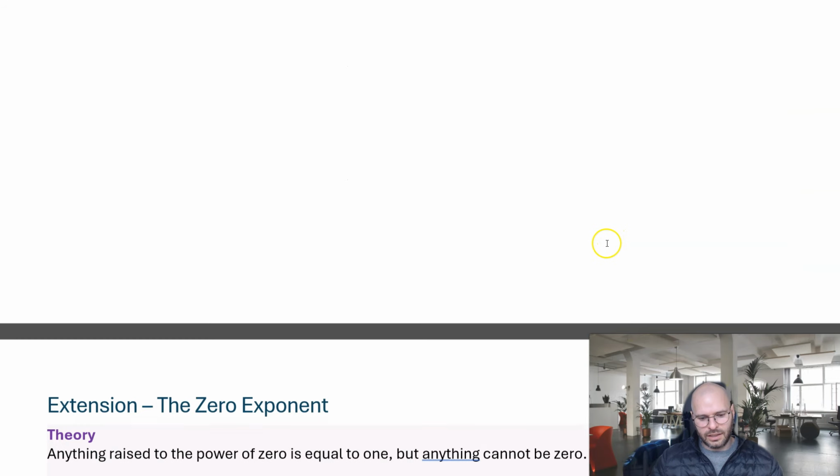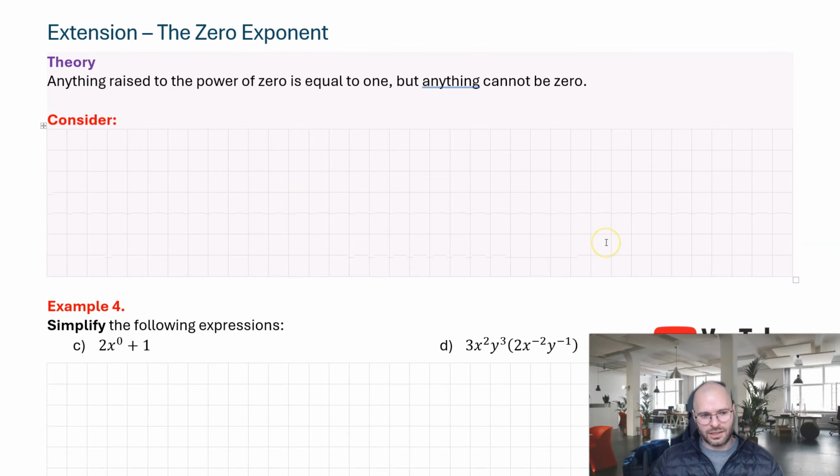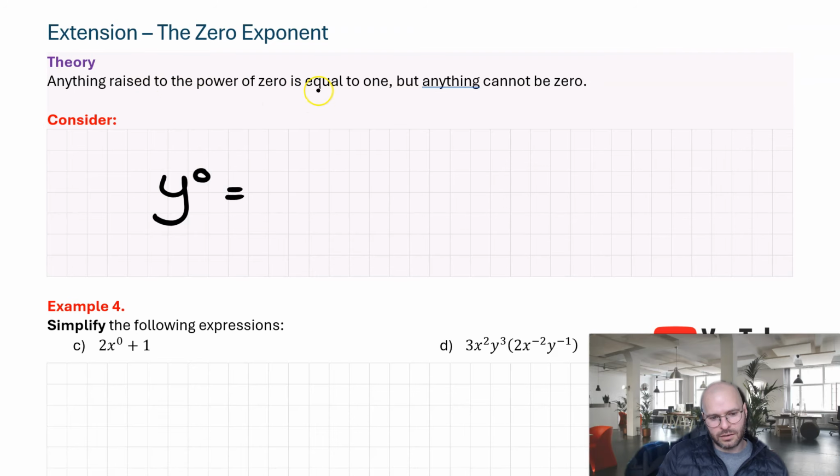Alrighty, if you're up for it, let's do some extension. Let's have a look at something a bit odd. The 0 exponent. Anything raised to the power of 0 is equal to 1, but anything cannot be 0. So let's suppose we have y, and we raise it to the power of 0. Then by definition of this rule, anything raised to the power of 0 has to be 1.